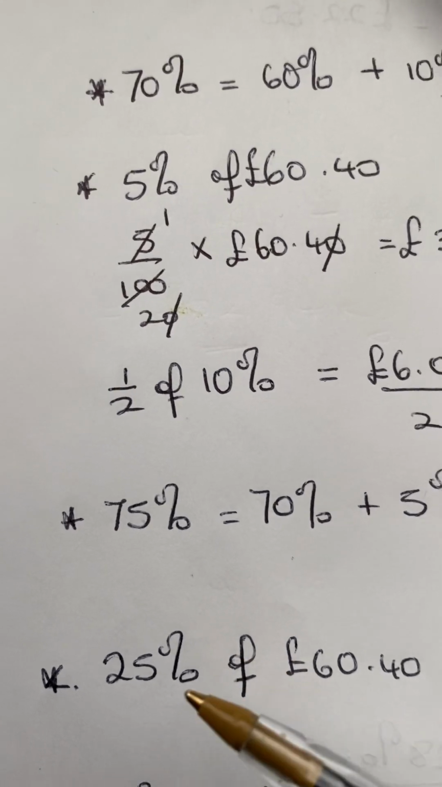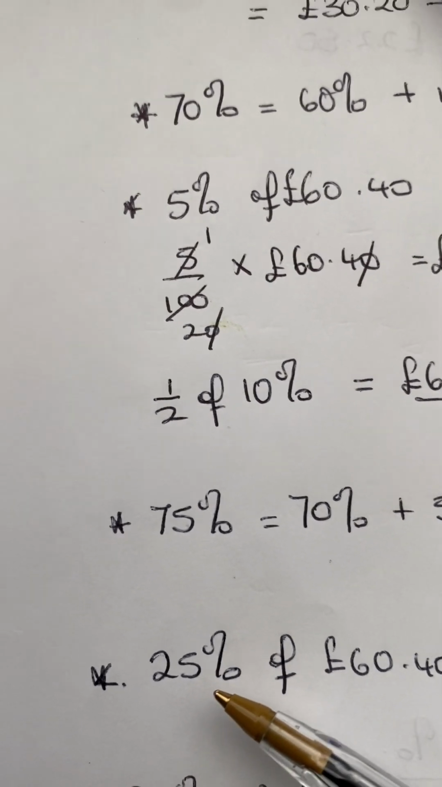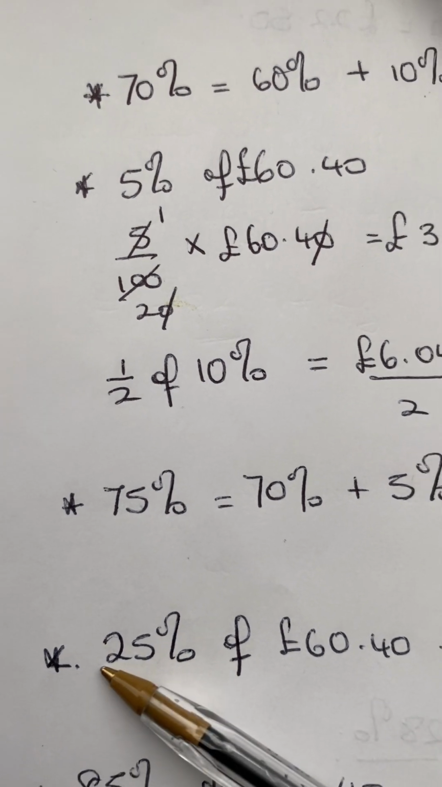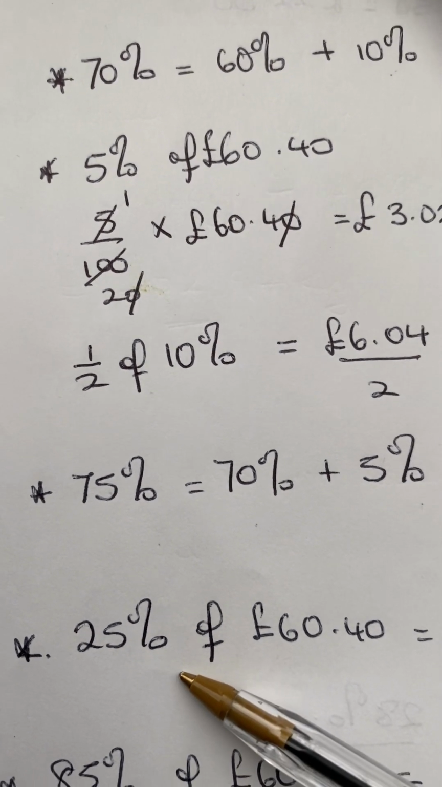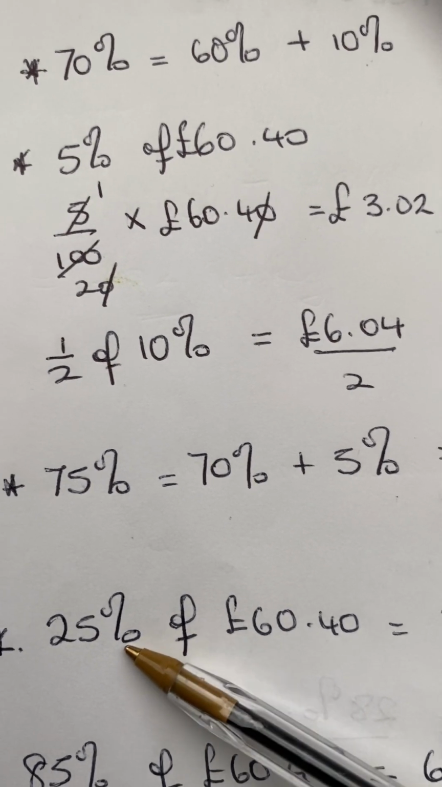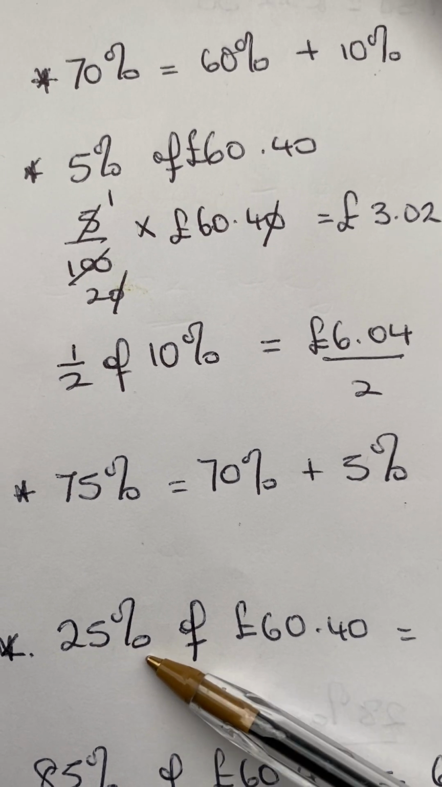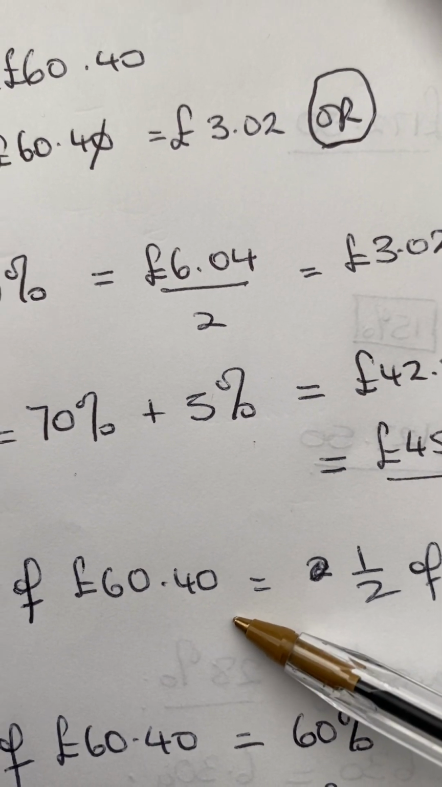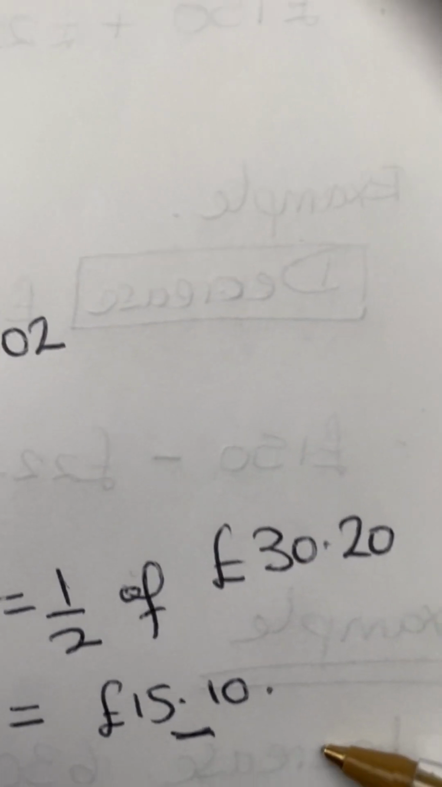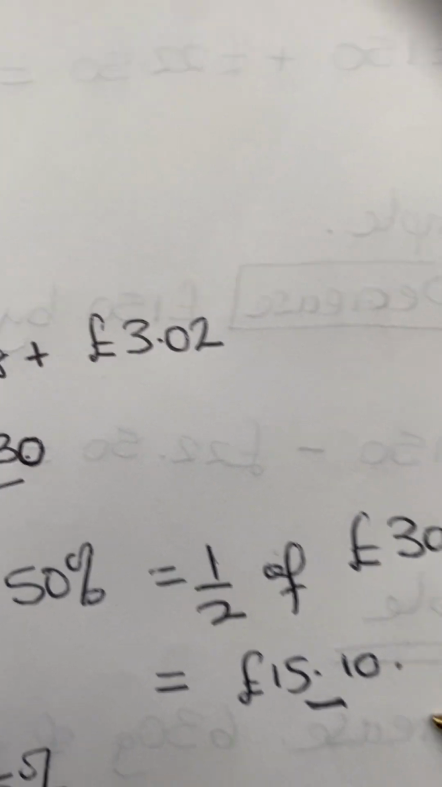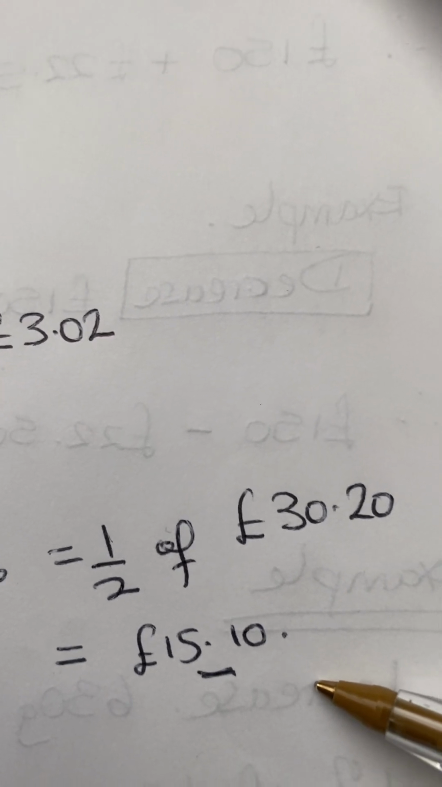Or you multiply. We said in one of our videos that 25% is 0.25 in decimal. So you multiply 0.25 times 60.40, which will also give you that. I'm just trying to give you different options. We've done all this. Okay.